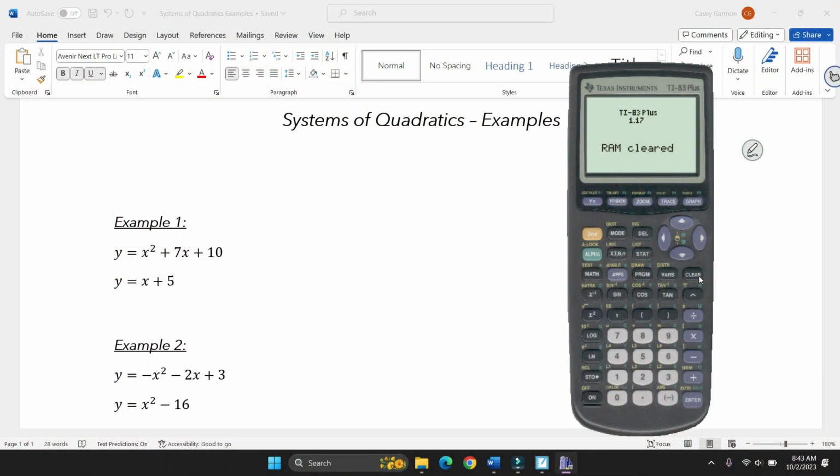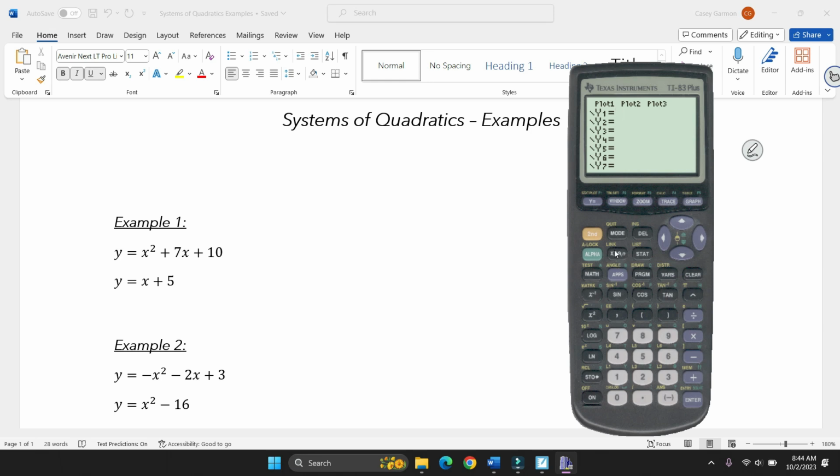Alright, so in this video we're going to learn how to solve systems of quadratic equations. And the method we're going to use for solving these is by using our graphing calculators. So, looking at example 1, I'm going to first go to the y equals menu, and I'm going to enter each of my equations respectively.